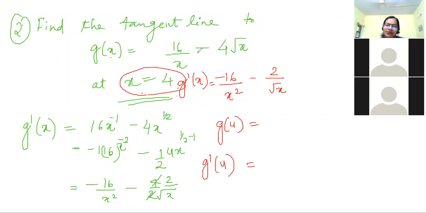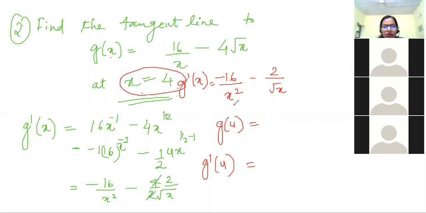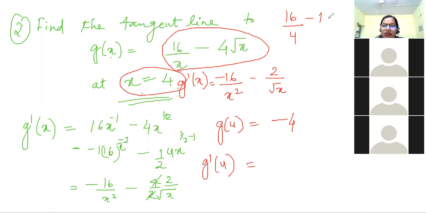3 by 4, ma'am. How much? G of 4 will be? 3 by 4. No. Minus 2, ma'am. No. It is minus 4. How? See, in this equation, you have to put the value of x as 4. So what will be the answer? 16 by 4 minus 4 root 4. 4 minus 8, right? Root 4 is how much? 2. 4 2s are 8. Then it becomes minus 4.